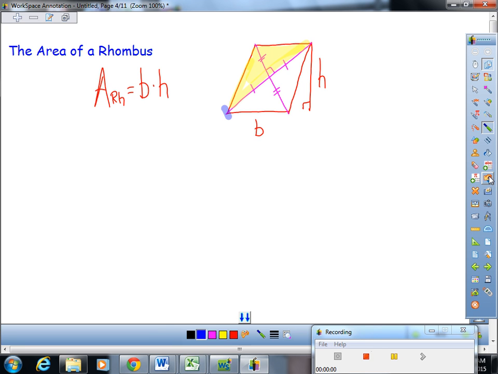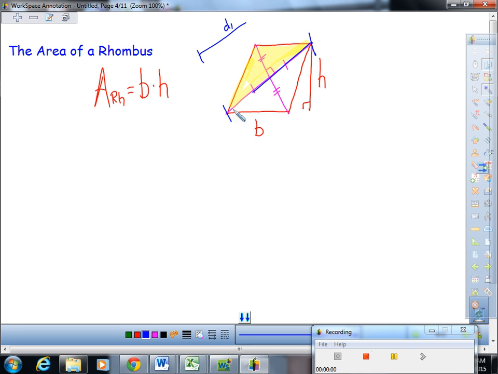So this length is D1, the length of the one diagonal. There you go. And let's use green. This length then is D2. Okay? So the area of a rhombus can also be found by doing 1/2 times the first diagonal times the second diagonal.